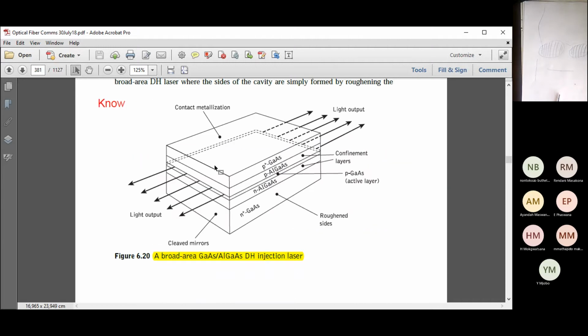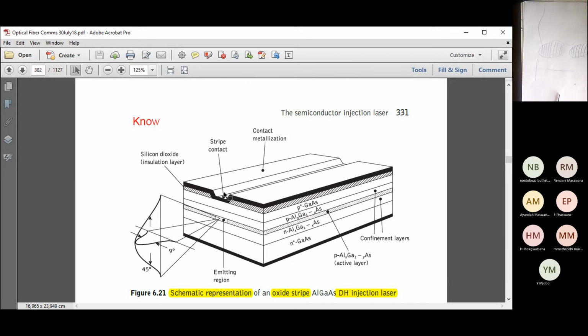That one doesn't have a stripe. Do you see where's the stripe for this one? There's no stripe, so this light is very wide. This one has got a stripe contact, and your positive plate is on top here. Your negative terminal is on the bottom. Remember that. Positive contact, negative contact.